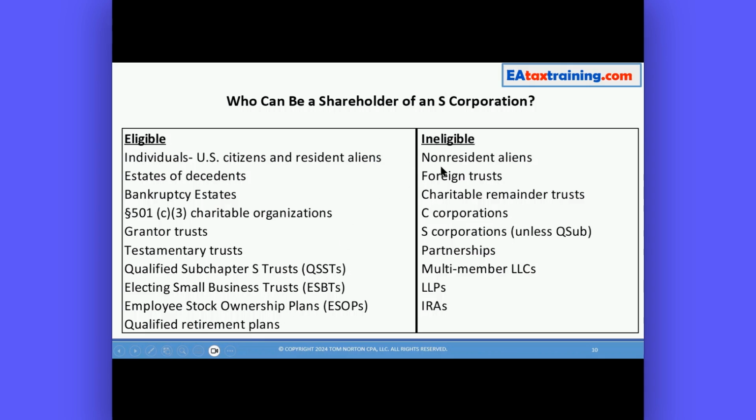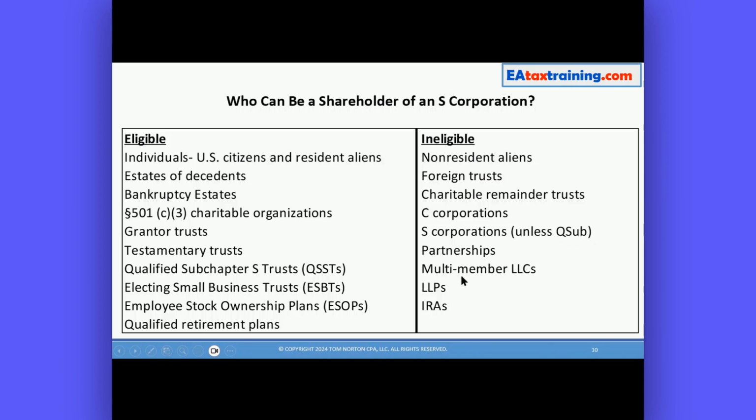The list of ineligible shareholders: non-resident aliens, foreign trusts, and charitable remainder trusts cannot be shareholders in an S Corp. C corporations cannot be shareholders, and S corporations cannot be shareholders. So another S Corp cannot be a shareholder in a different S Corp unless we have this Q sub situation that we will talk about in a little bit more detail.